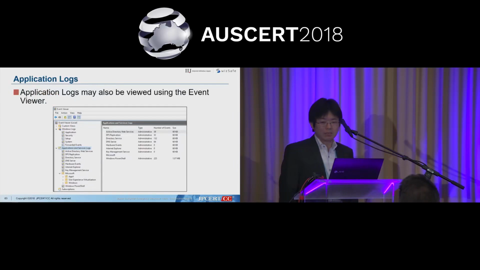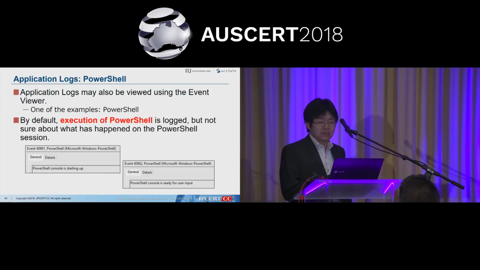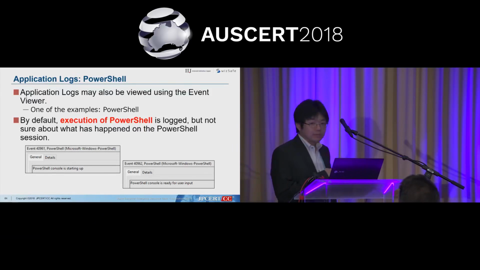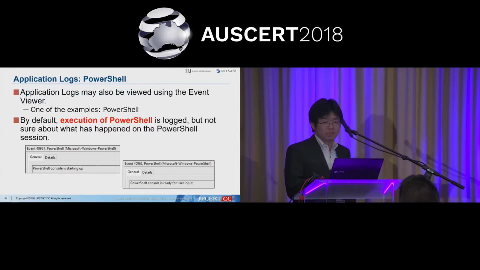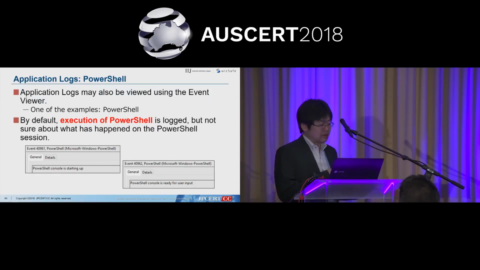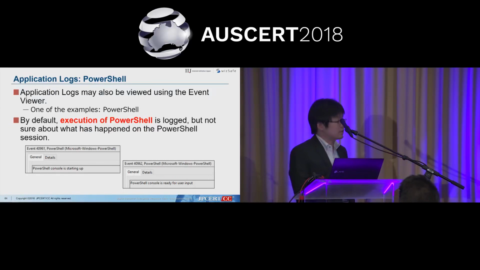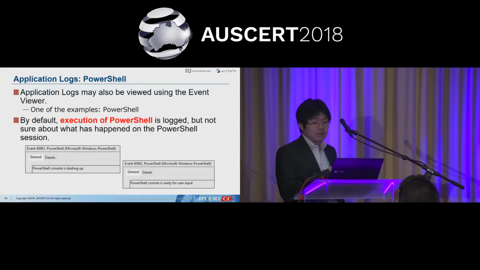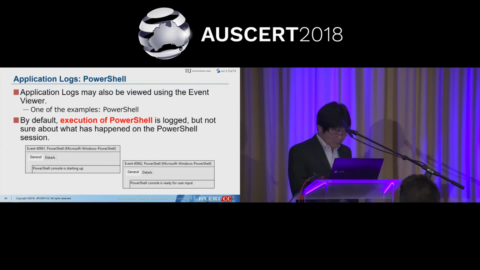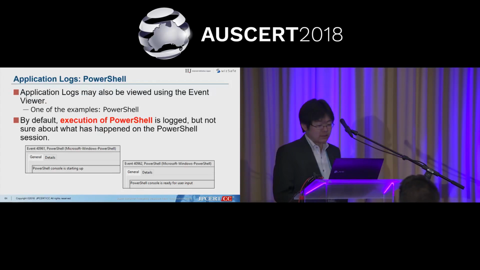Next thing I'm going to talk about is application logs. Application logs are also available in the Event Viewer. And the other example I can bring up here is, again, PowerShell. By default, the execution of PowerShell is logged. But what it says here is PowerShell console is starting up, or PowerShell is ready for user input. But yeah, it's ready for input, but what happened in PowerShell, we don't know yet. So we need to configure PowerShell to get logs.